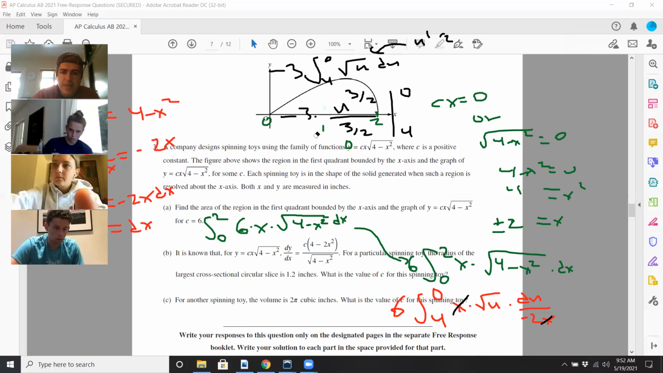Okay, there's a lot of stuff going on here, so I'm going to erase those things. Flip over the 2/3. That becomes negative 2. And plug in 4 to the 3/2 minus 0 to the 3/2. The square root of 4 is 2. 2 cubed is 8. So we should get, hold on a sec. This should be positive. What did I do wrong?